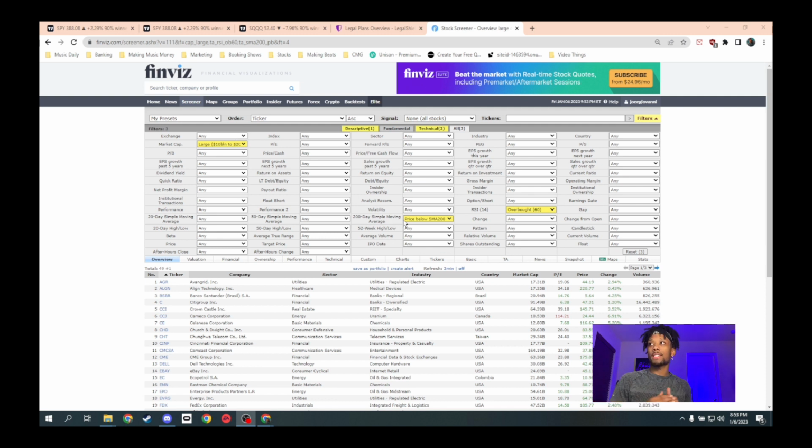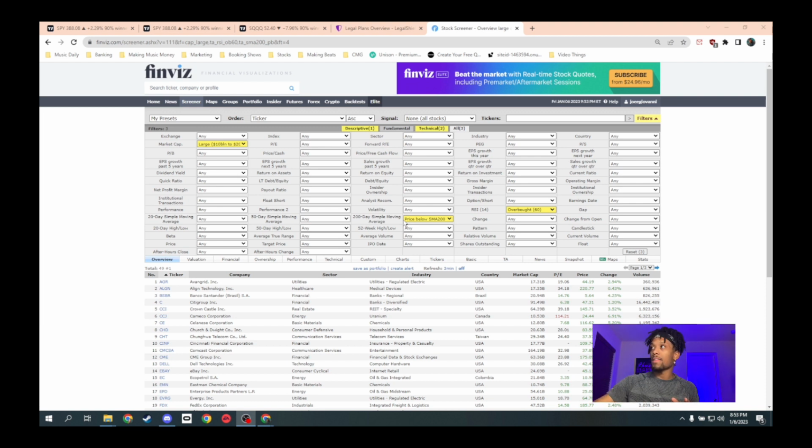I'm looking for things that have a price that's below or above the 200 moving average, depending on what direction I'm looking for, which I normally just look for both. And then I'll find companies that I'm familiar with. I never trade a company I know nothing about as far as a swing trade, because I just don't want to dive into that unless you're willing to learn about that company, then that's different.